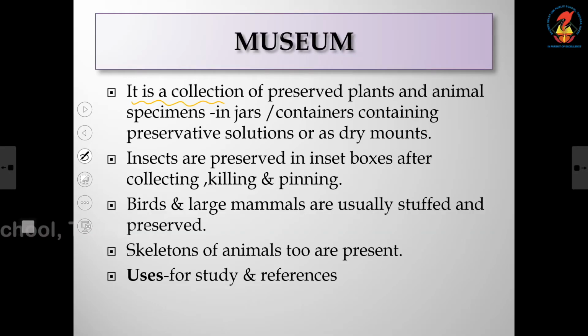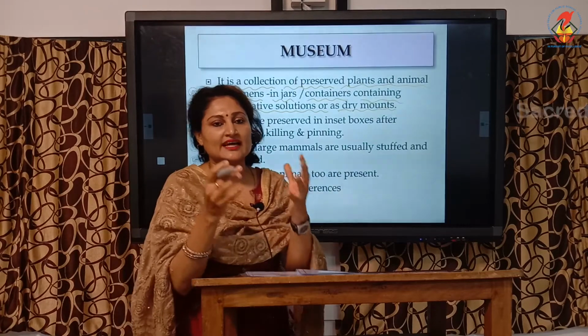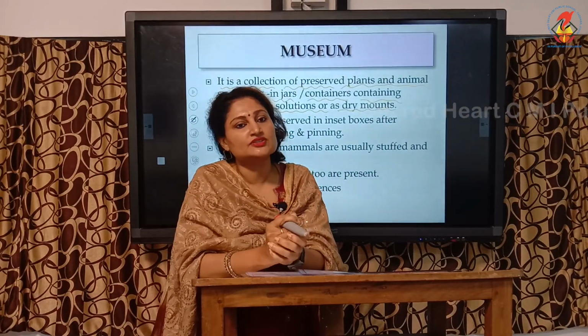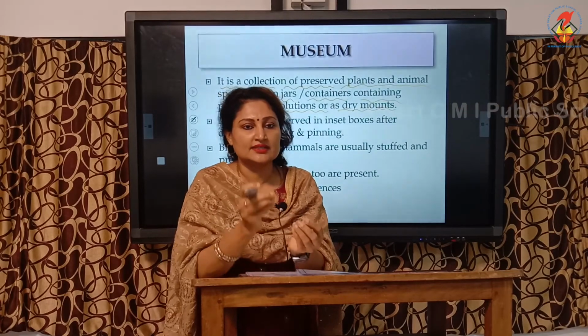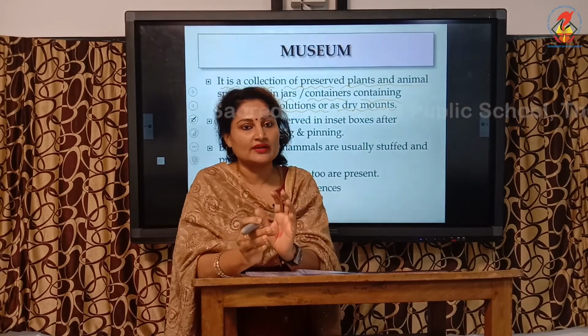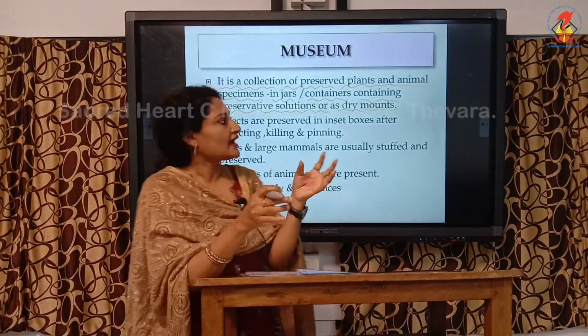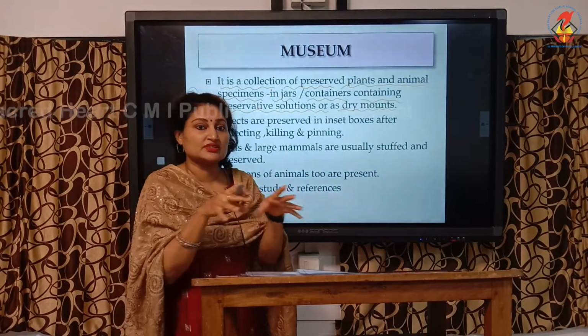It is a collection of preserved plants and animals, specimens in jars or containers containing preservative solutions, or it can also be in the form of dry mounts. So in the museum we can see all the plants and animals in bottles or jars, and they are put in a liquid. This liquid is called formaldehyde. It is placed in the ratio 9:1, that is one part formaldehyde diluted 9 times. And this is how it is preserved. It can be preserved for long.